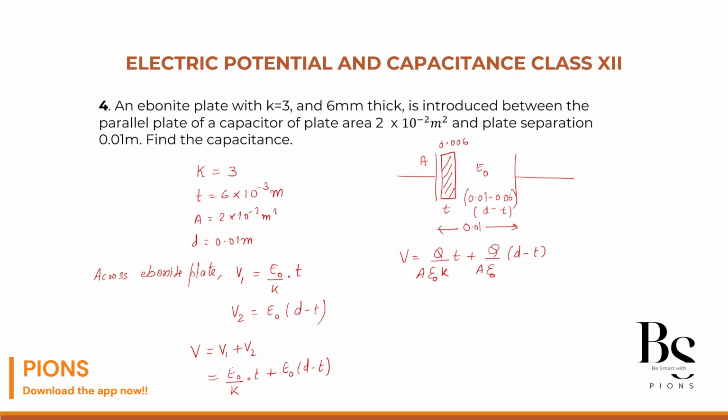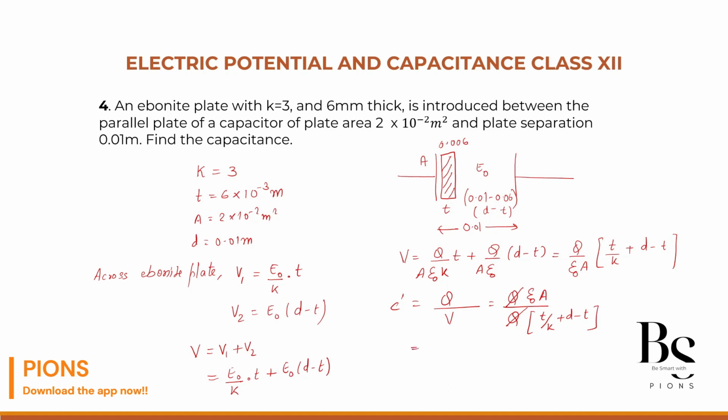Charge upon area. So what will be the new capacitance? Charge upon this new voltage V. Before we write this voltage, let me take common Q by epsilon naught A, so that I am left with T upon K plus D minus T. Now let's substitute this value. It will be Q upon Q by epsilon naught A goes up, and here we are left with thickness T by K plus D minus T. Let's cancel this Q with Q.